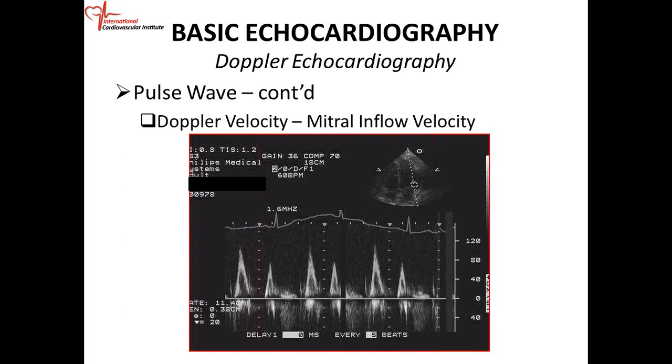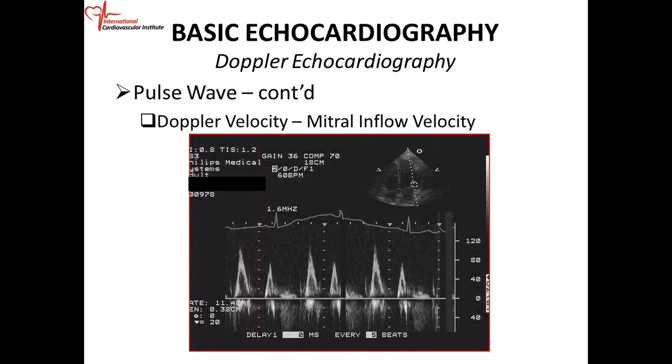And so this is mitral inflow. Mitral inflow is diastolic. That's when blood is flowing from the left atrium across the mitral valve into the left ventricle. It's diastolic. The flow is towards the transducer. That's why it's above the baseline, right?